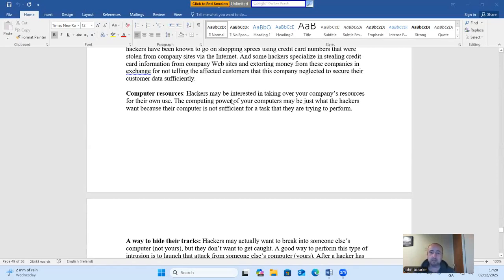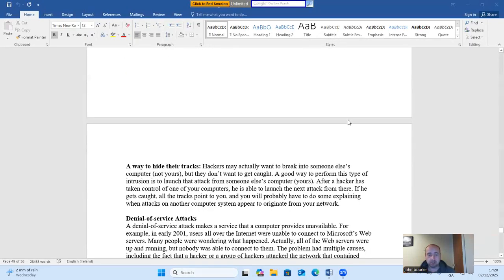Computer resources. Hackers may be interested in taking over your company's resources for their own use. The computing power of your computers may be just what the hackers want, because their computer is not sufficient for the task that they are trying to perform.